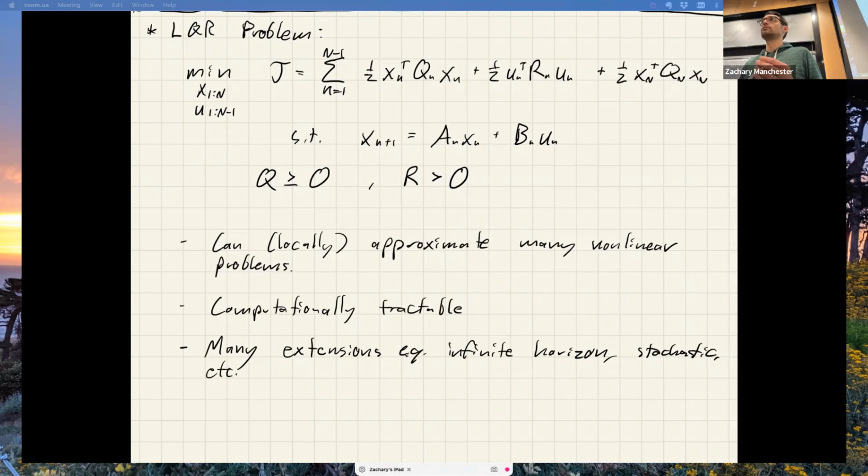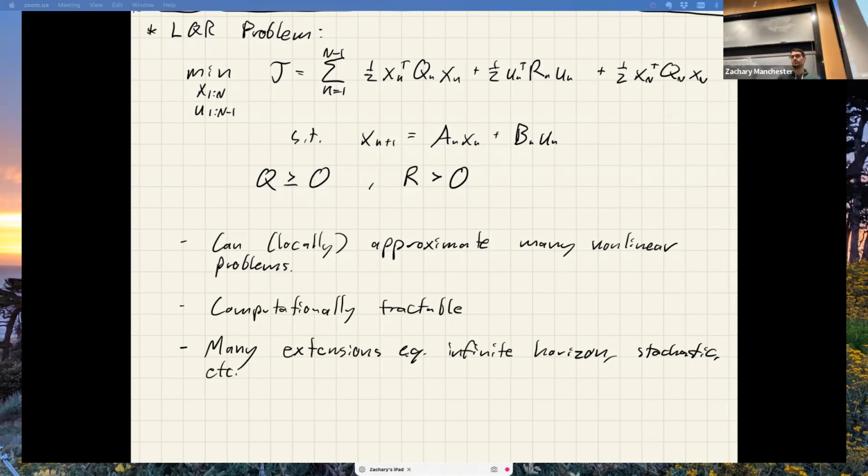When you say locally approximate, you mean linearized? Yeah, basically, if I were to take a first order expansion of the dynamics and a second order Taylor expansion of a nonlinear problem, this is what it looks like, right? That's the A equal to DF/DX. If I linearize my dynamics and take a second order Taylor expansion of my cost, that's what I get. So literally, this is a Gauss-Newton approximation of any nonlinear control problem.